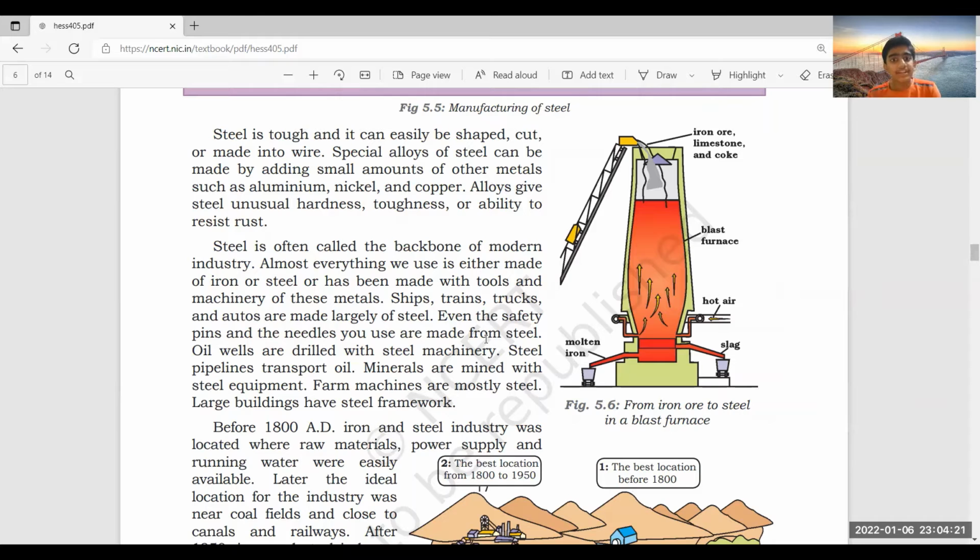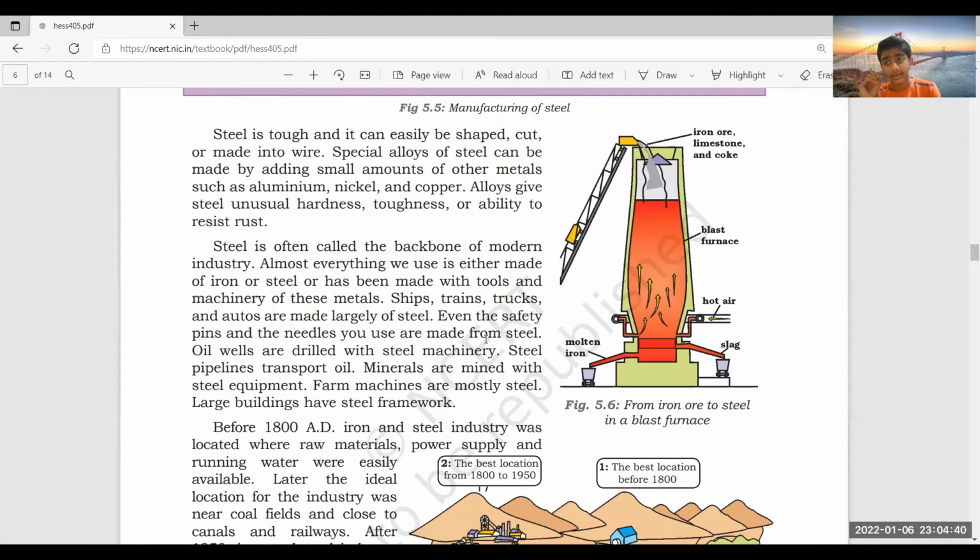Now, steel is tough, and it can easily be shaped, cut, or made into wires. Very important point: shaped, cut, and made into wires. Get back into metals and non-metals in science. Made into wires: ductility, malleability. Do you remember? Ductility, malleability, sonorousness. These are a few properties of steel.